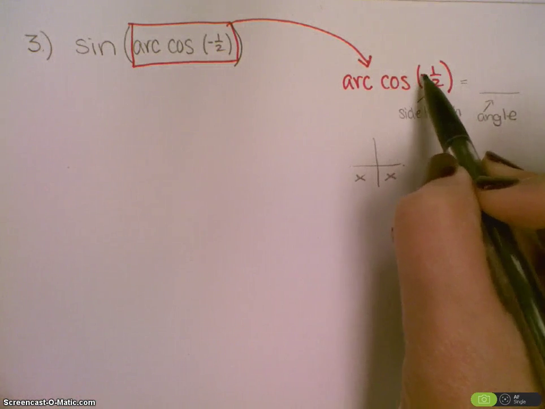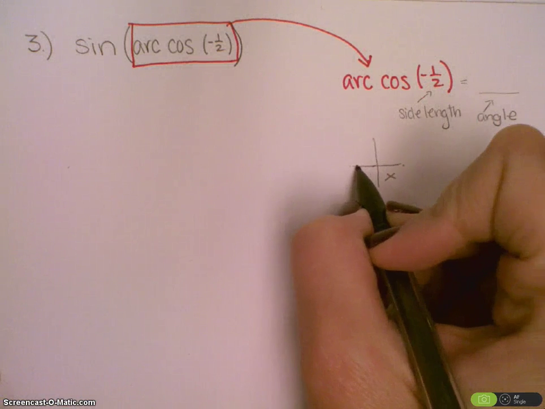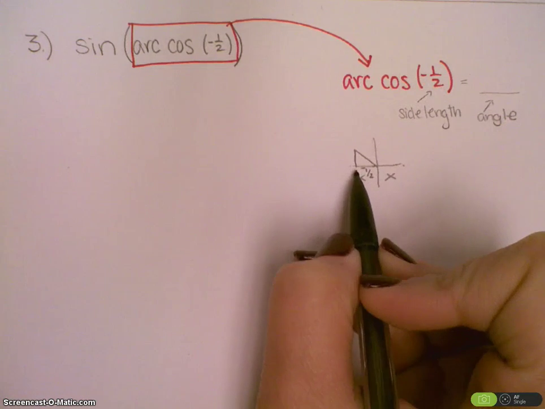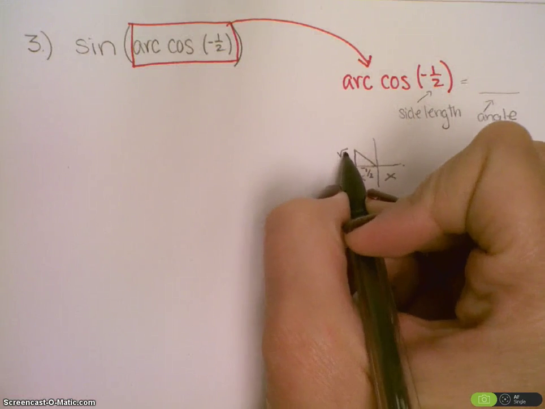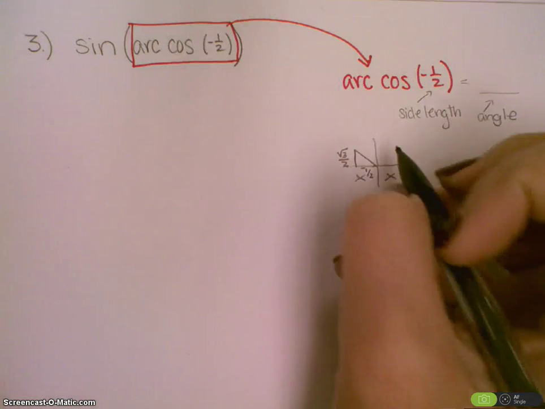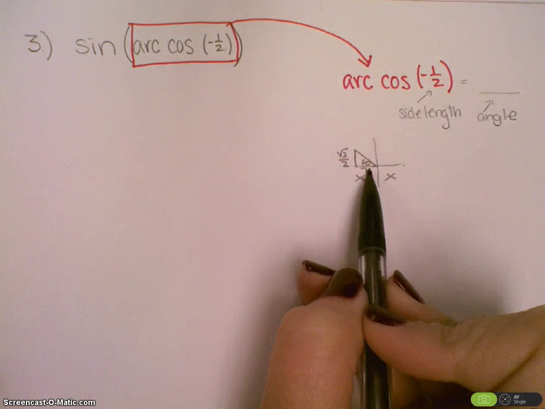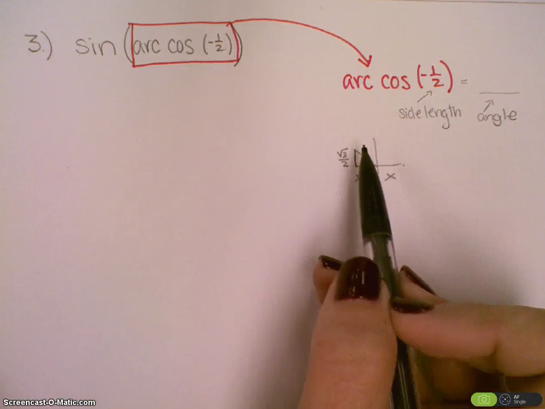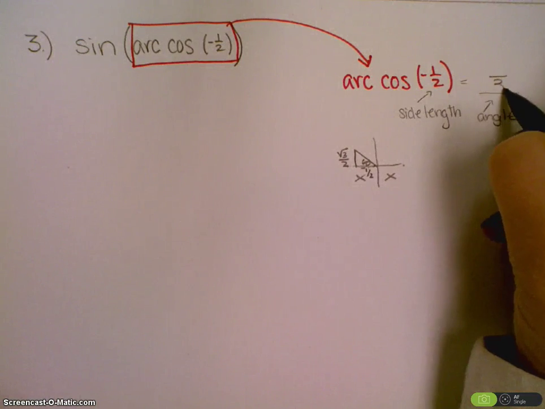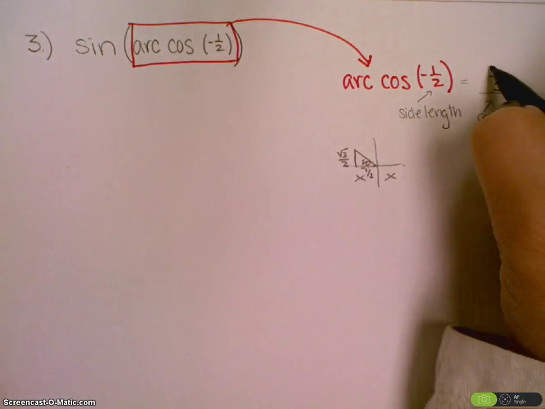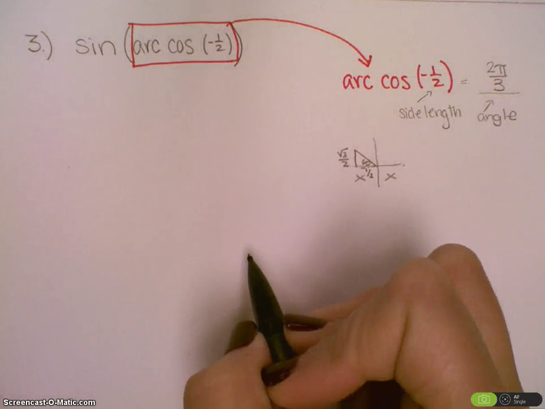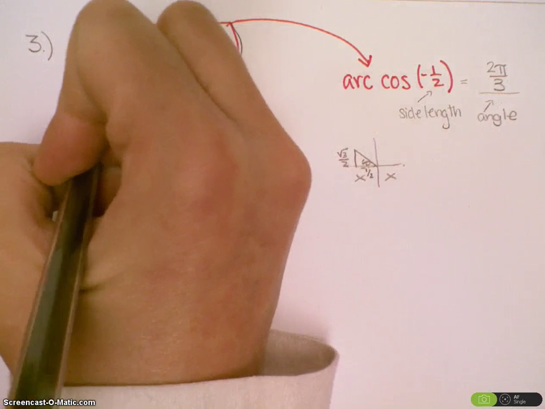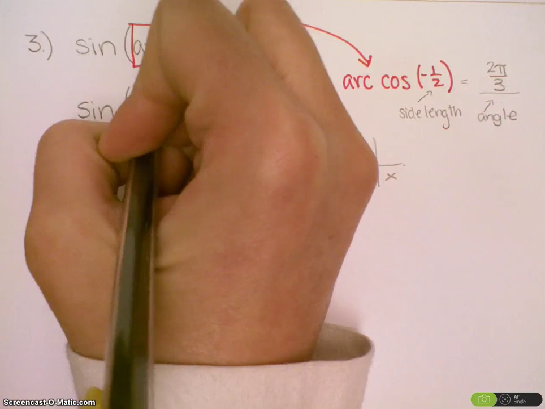So to have a cosine of negative a half, that means our x value is negative a half. And if our x value is negative a half, we know our y value is root 3 over 2, giving us a 60-degree reference angle. A 60-degree reference angle we know has a denominator of 3, but to get in the second quadrant it must be 2 pi over 3. So let's take that angle and now let's insert it back to the original problem. We're looking for what is the sine of 2 pi over 3.